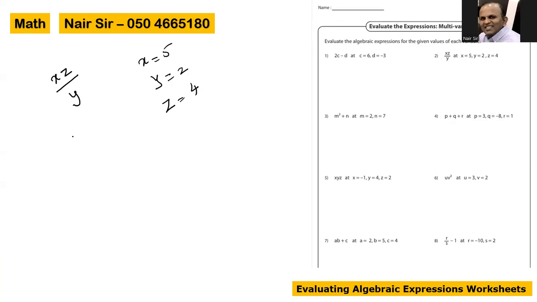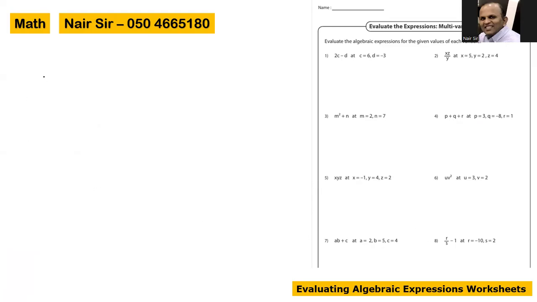X is 5 multiplied by Z is 4 divided by 2. 5 4s are 20 upon 2. What is that equal to? 10 is my answer. Okay, let's look at one more question. That will be the last question for this exercise.